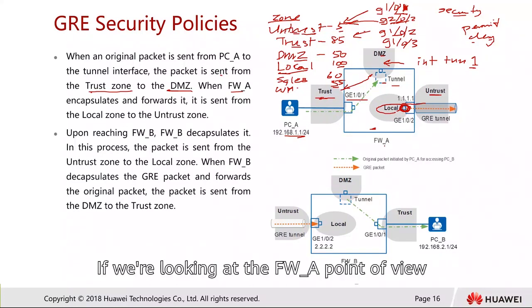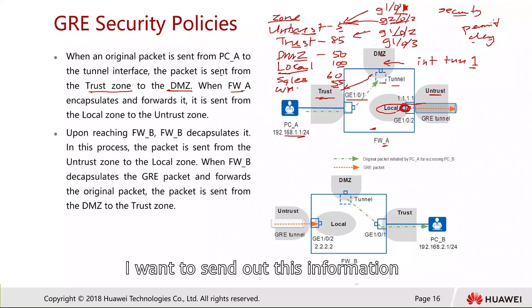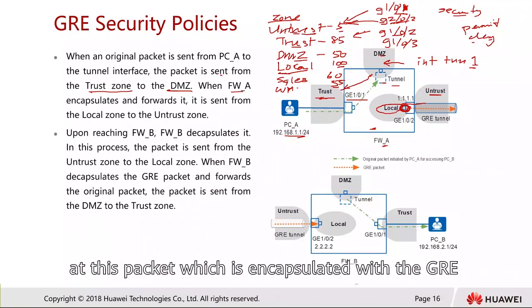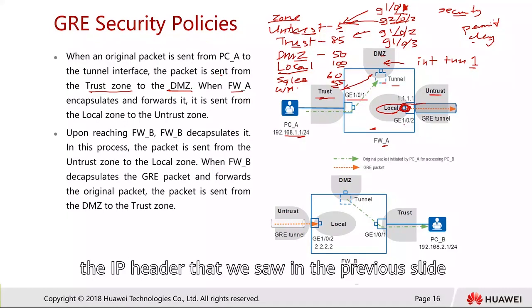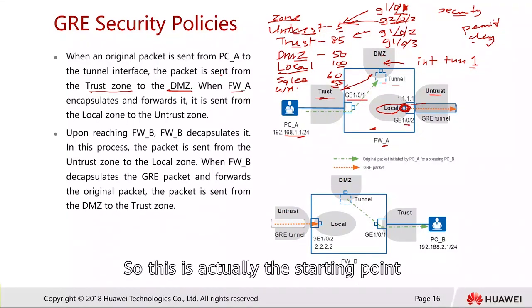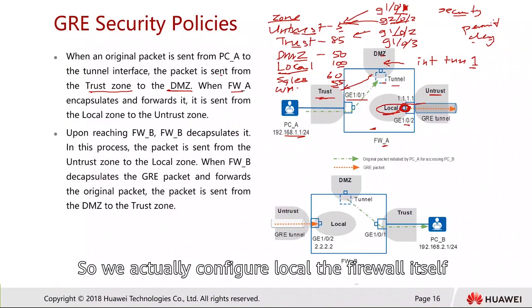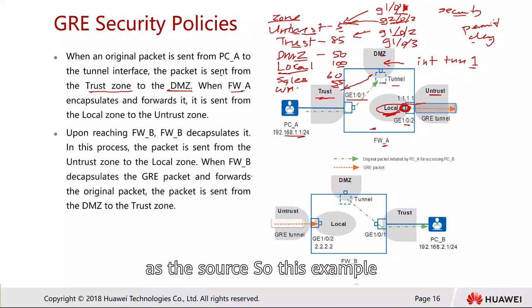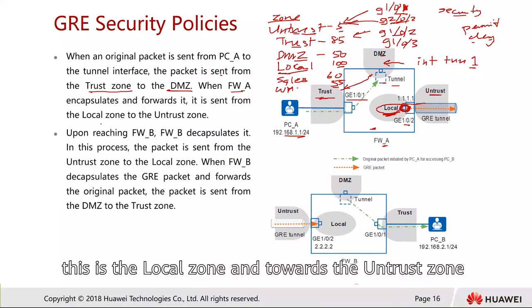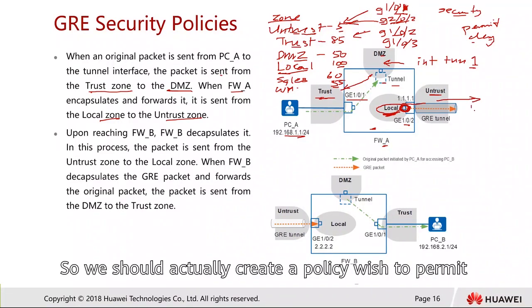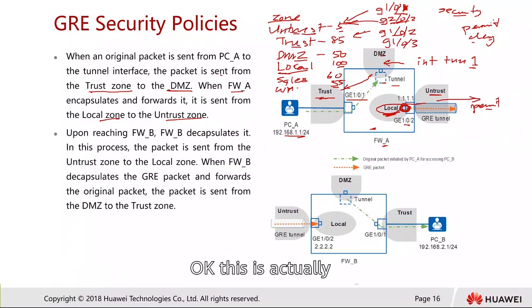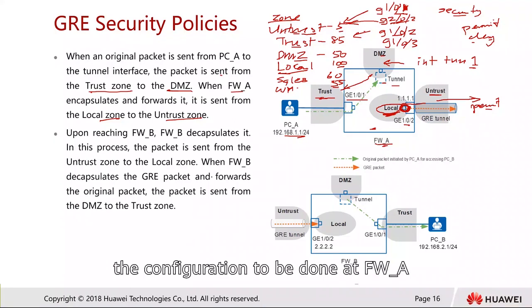If I'm looking from firewall A's point of view, I want to send out this packet, which is encapsulated with GRE, the IP header that we saw in the previous slide. So this is actually the starting point. So we configure local, the firewall itself, as the source. So in this example, this is the local zone, and towards the untrust zone we should create a policy to permit. Okay, now this is the configuration to be done at firewall A.